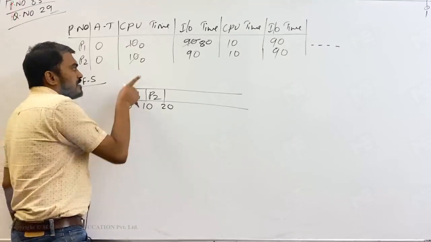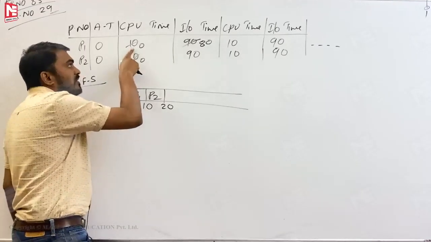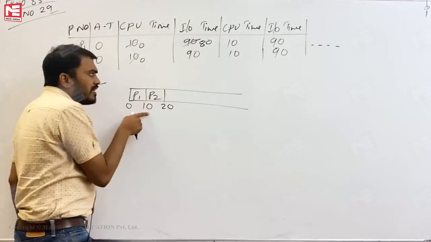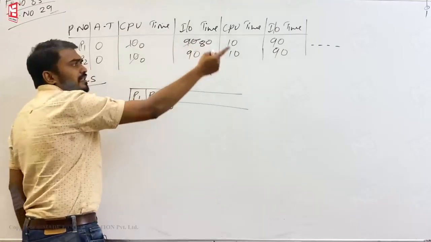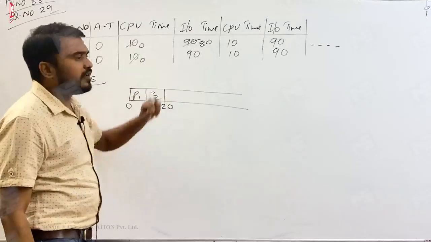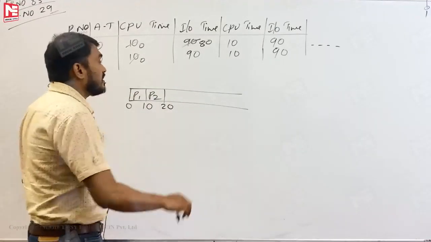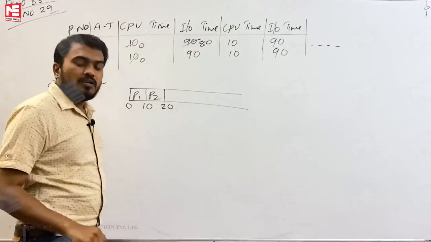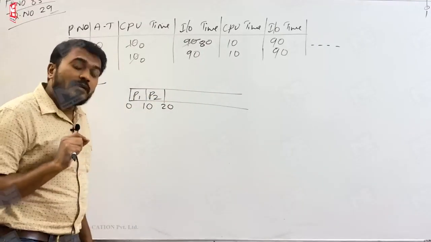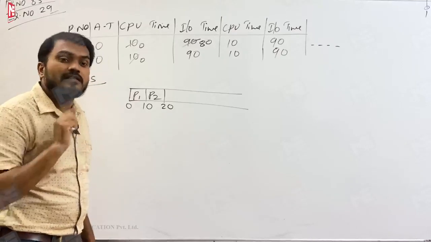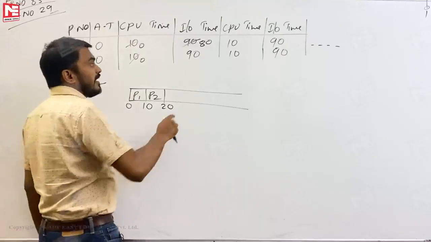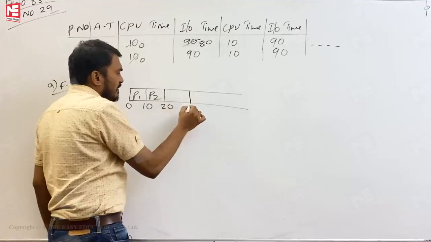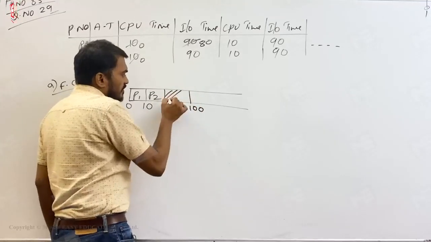So when P2 was executing CPU time, P1 was ready for what? IO. Is that clear? So when P2 executed for 10 seconds of CPU, P1 completed 10 seconds of IO. So the remaining time will be what? 80. So now this requires 80 seconds of IO, this requires 90 seconds of IO. So now the CPU will be idle for how much time? 80 seconds. This requires 80 and this requires 90. So in total how many seconds will the CPU be idle? Okay, 80 seconds the CPU will be idle.